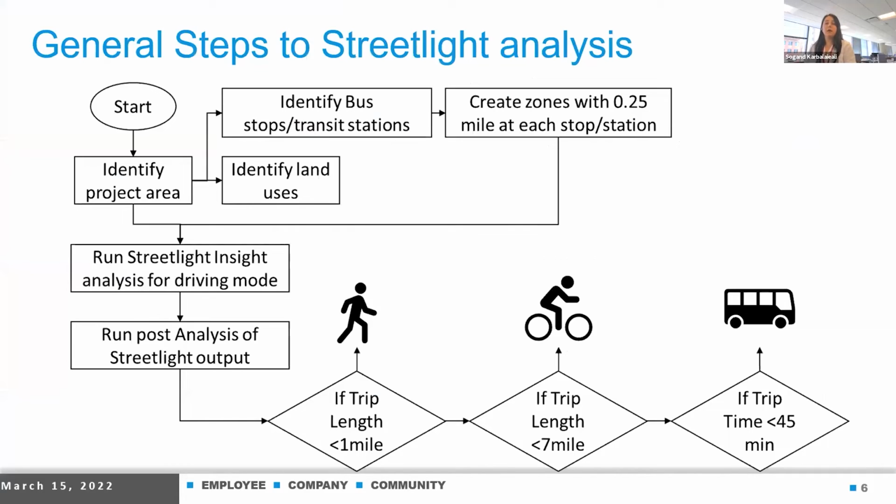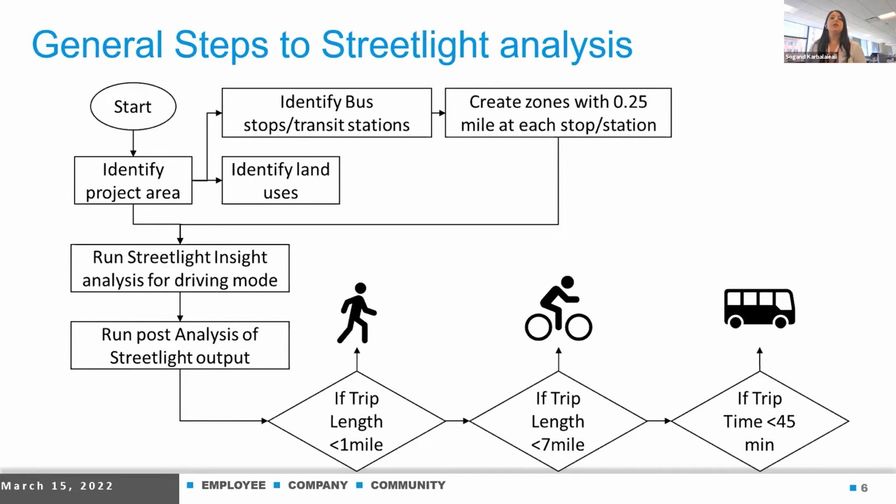This is a very basic general schematic of what we have done as a flow chart. So we identify the project area, which per year is something between 40 to 50 projects. And then we can look at, at the first level, what kind of land use it is: residential, industrial, commercial. We can look at the bus stops and transit stations, current and existing or also future projects. And when we identify bus stops, we create a zone, a distance from each bus stop of 0.25 mile, and we call it convenient to walk to the bus stop.